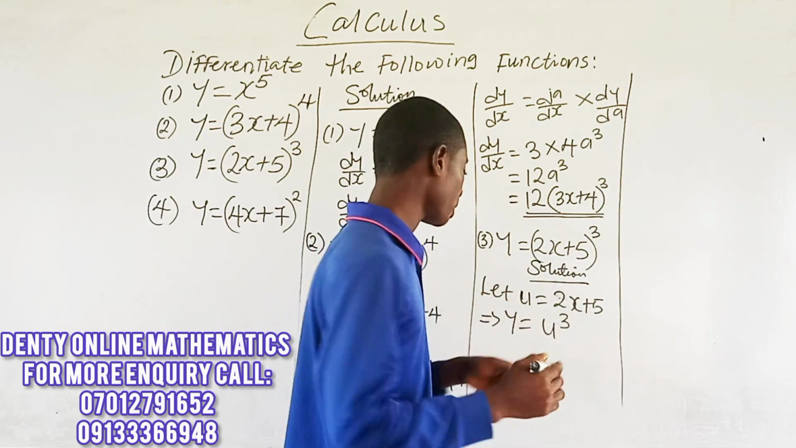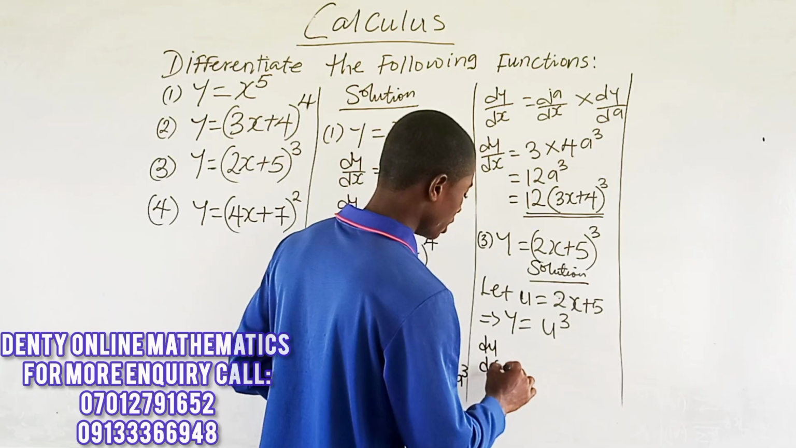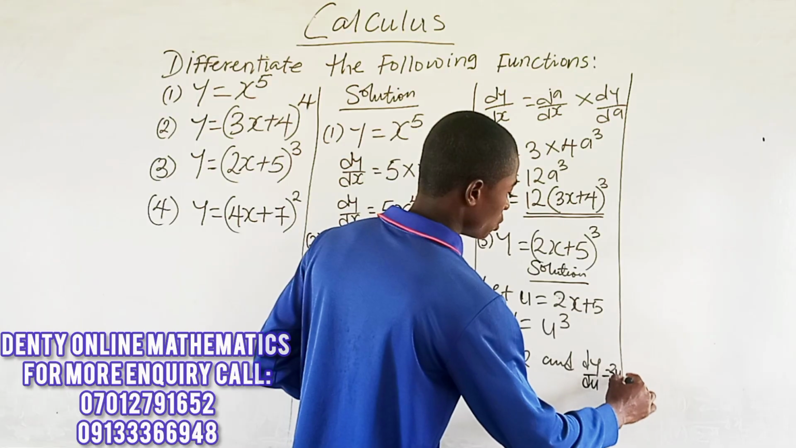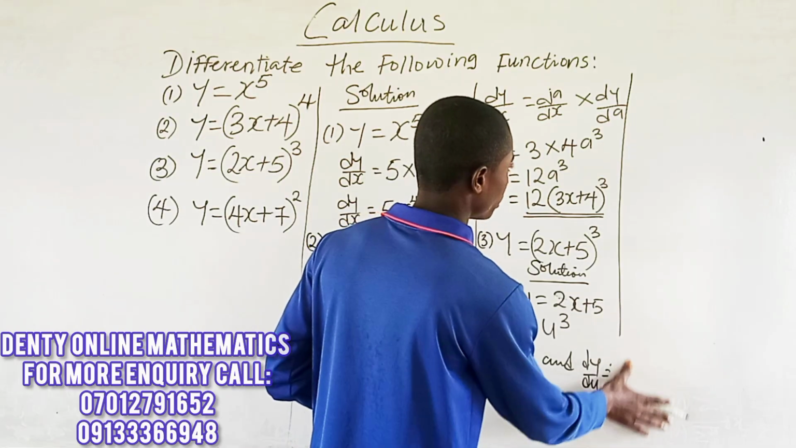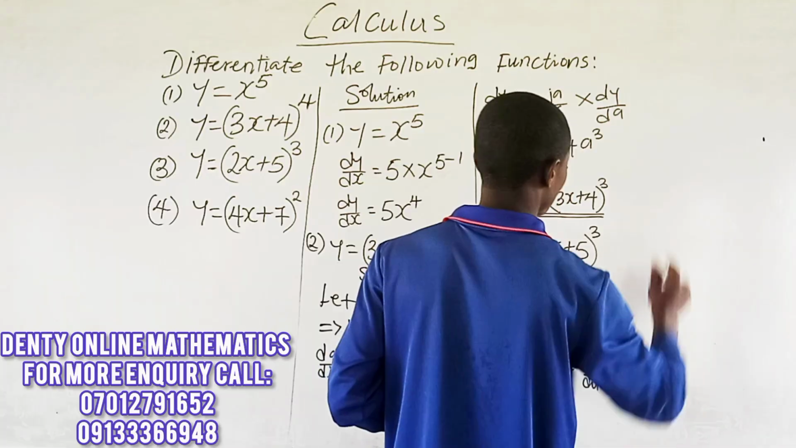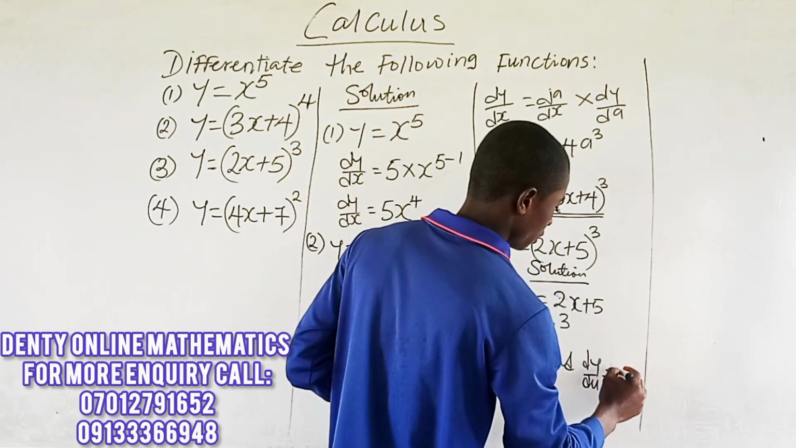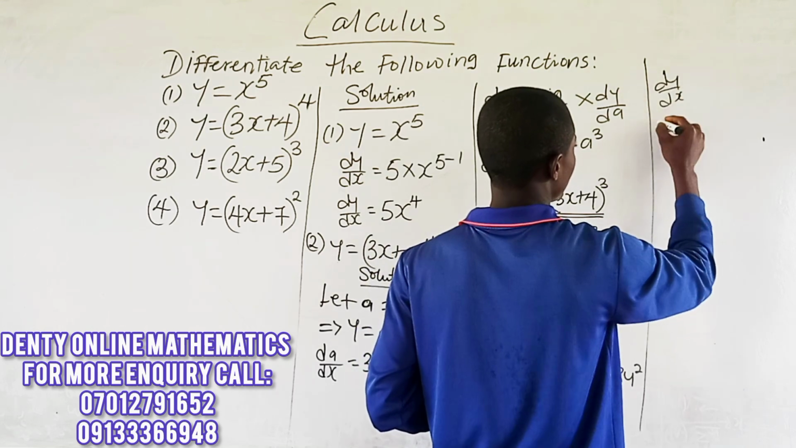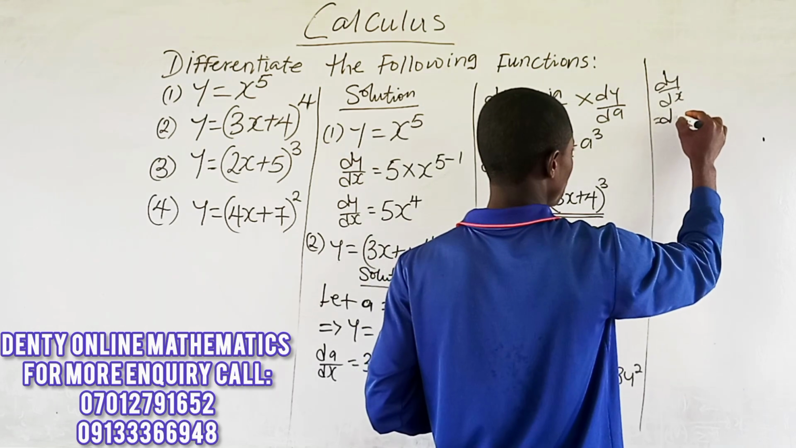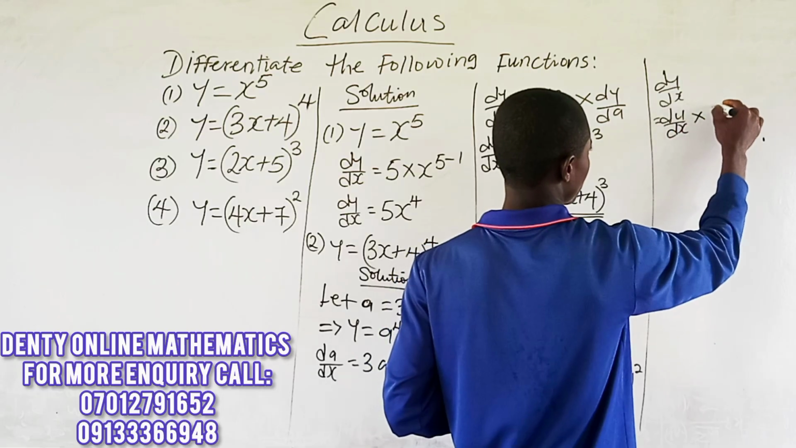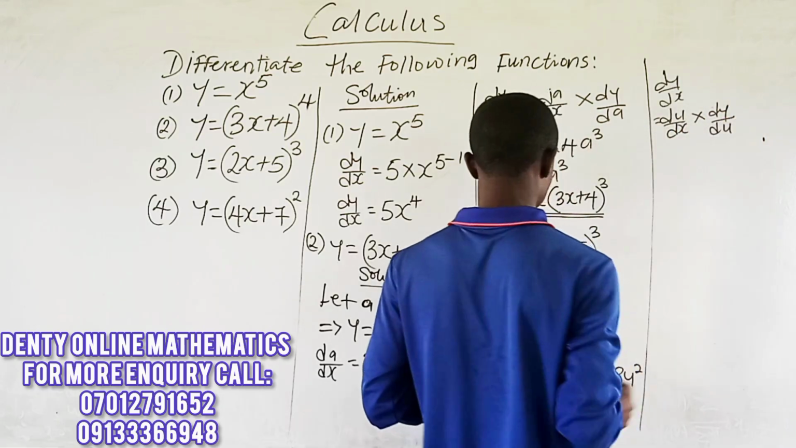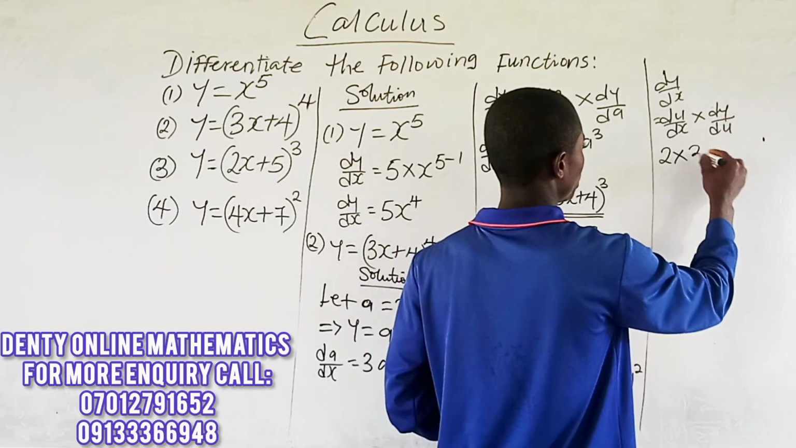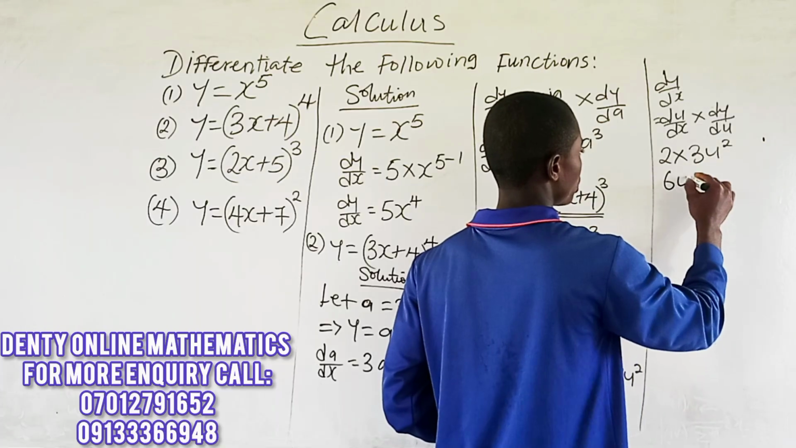Then you differentiate it separately. You differentiate this, you're going to have du over dx, which is equal to 2. And then dy over du is equal to 3u squared. Now, our dy over dx is the same thing as what? du over dx times dy over du. du over dx is what? 2, times dy over du, which is 3u squared. And then 2 times 3, you're going to have 6u squared.